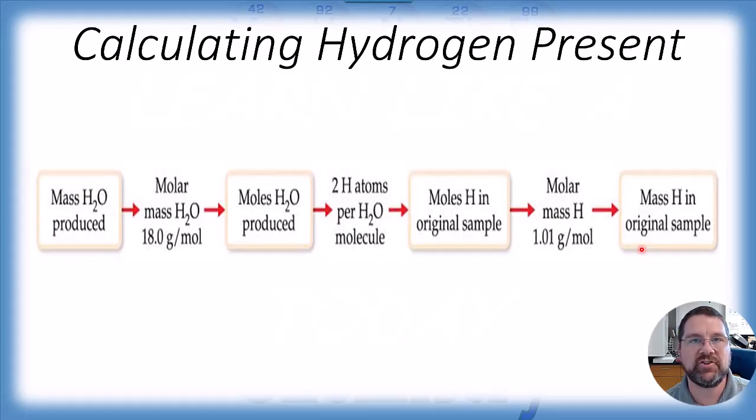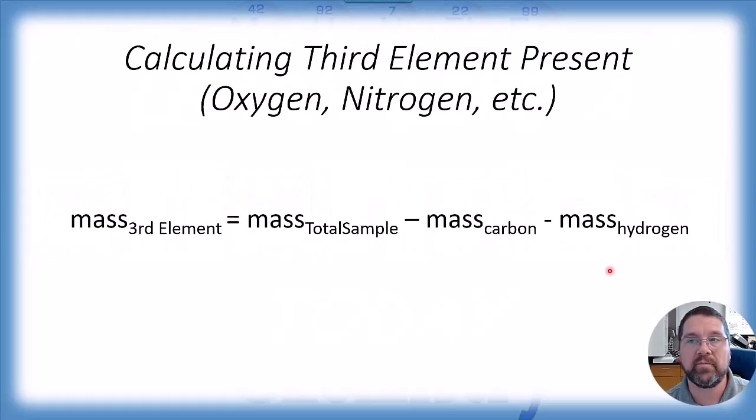Likewise for hydrogen. This time we're going to start with water's mass. Use its molar mass to get the moles of water. Then the ratio here is 2 moles of hydrogen, or 2 hydrogen atoms per water molecule. So it's a 2-to-1 ratio. And then use the molar mass of atomic hydrogen to get to the mass of atomic hydrogen that you had in the original sample. Again, it's not diatomic hydrogen that we're dealing with here.